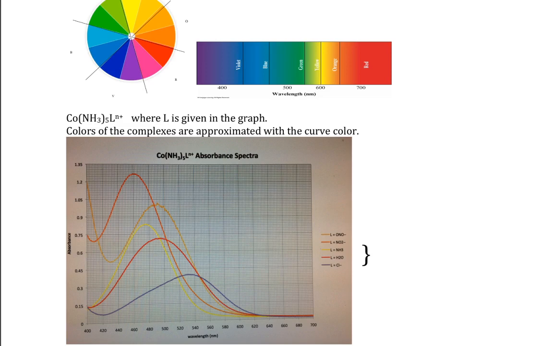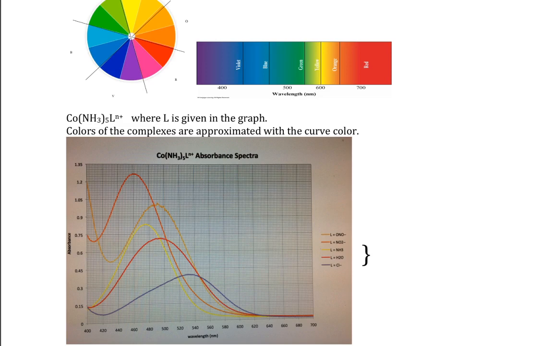Notice it's peaking at about 470 nanometers. If we have water as that last ligand, then we have the red absorbance curve. Its peak is just to the right, on the lower energy, longer wavelength side of the yellow one. Well, on our spectrochemical series, water is lower than ammonia.